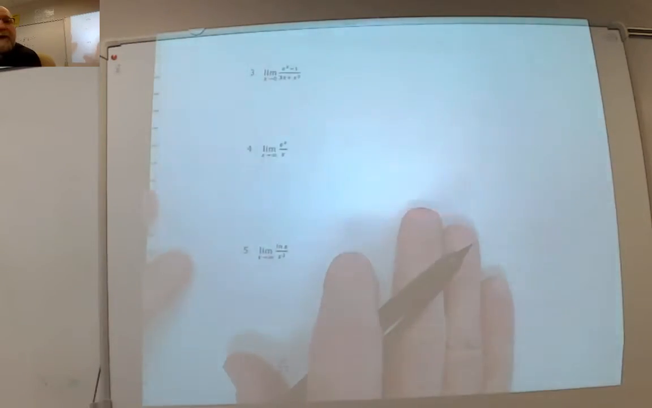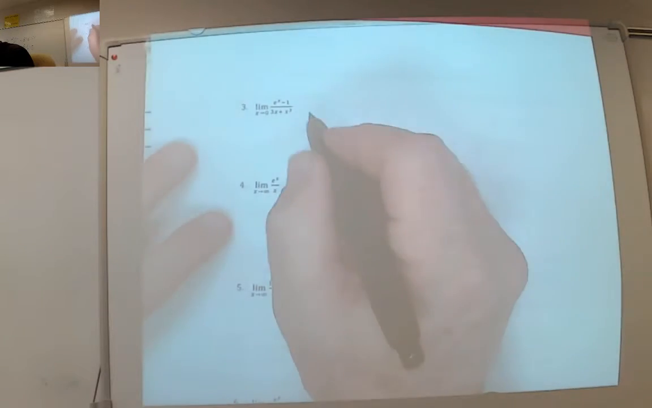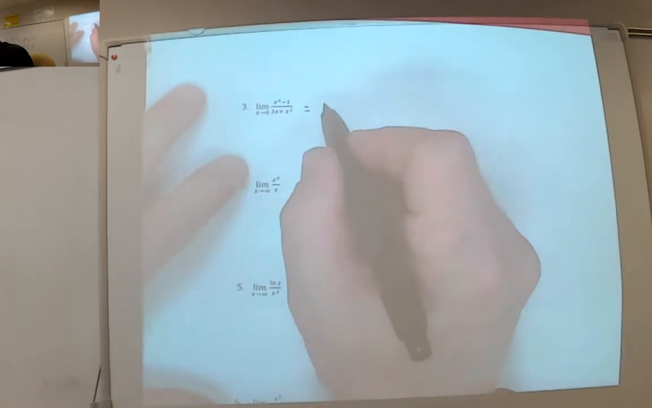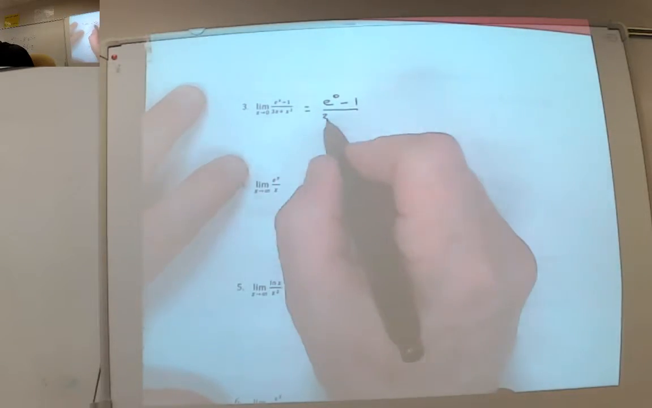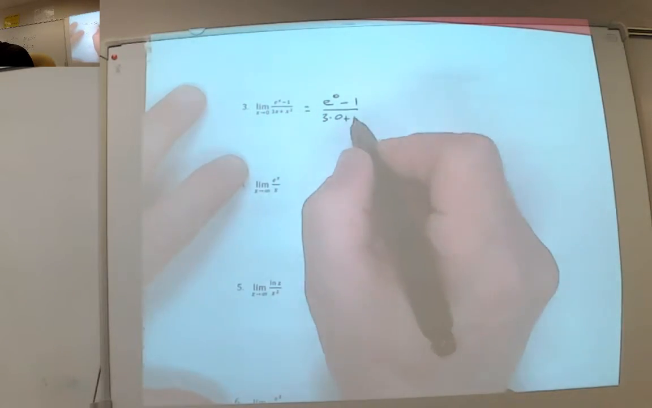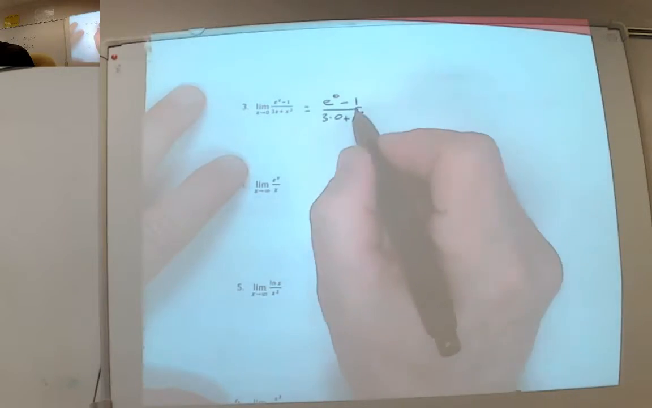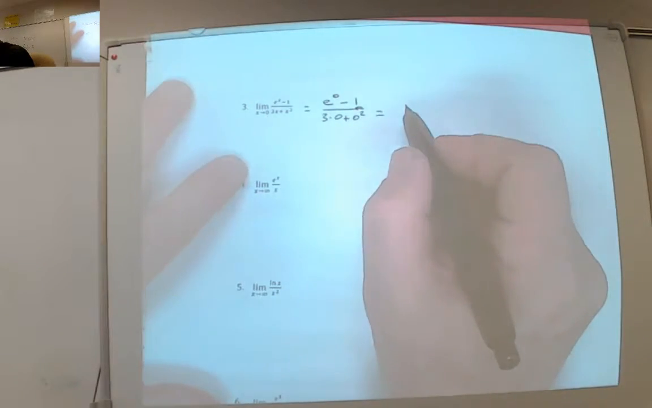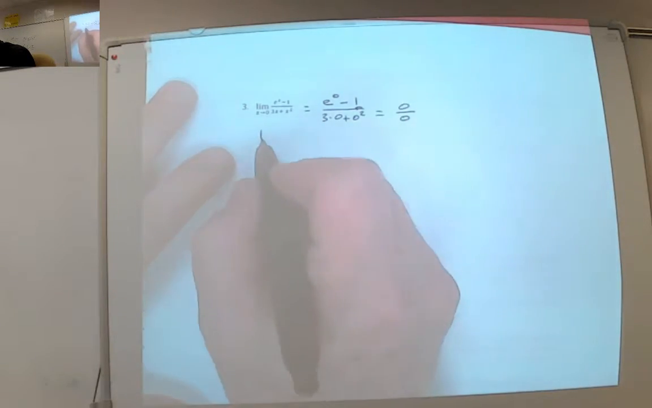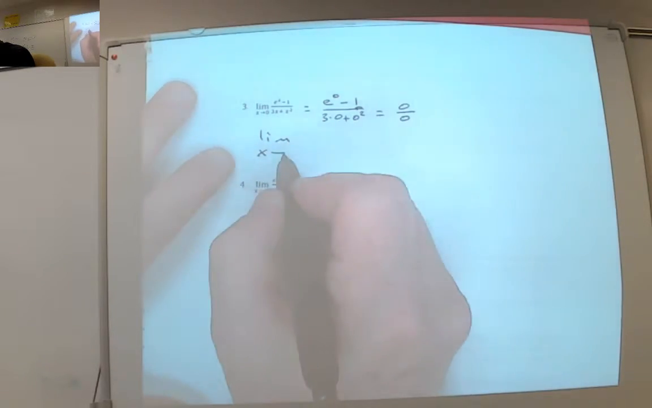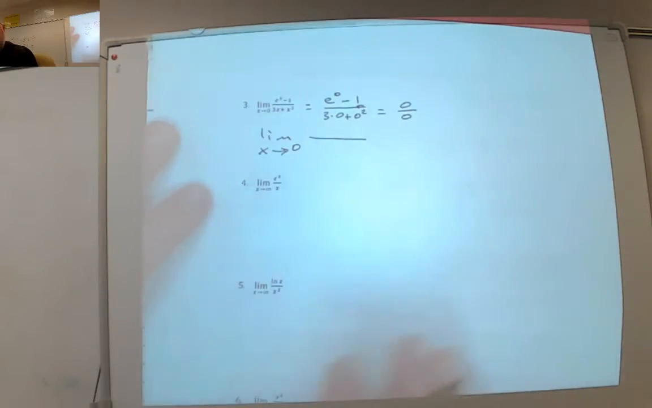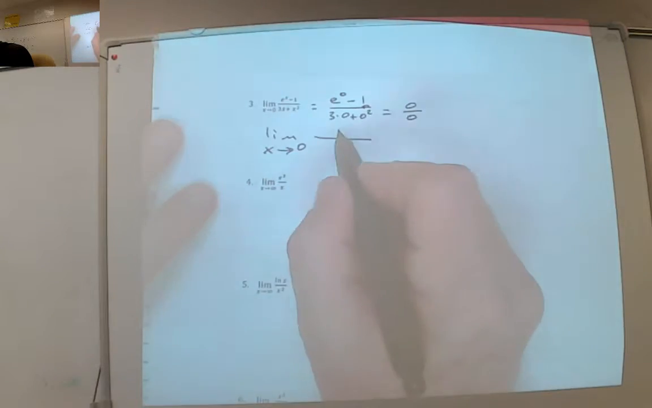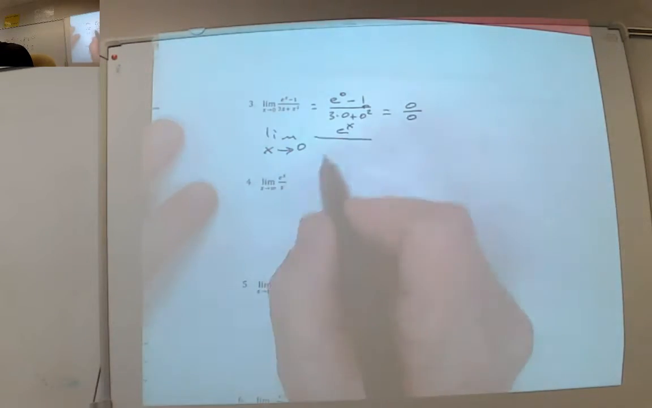All right, Nevaeh, I'm going to do the same thing on this one. I'm going to plug in 0, and I get e to the 0 minus 1 over 3 times 0 plus 0 squared. And the result is what over what, Nevaeh? 0 over 0. So I can take the derivative. And what will I get as a derivative? You have e to the x on top, and then 3 plus 2x on the bottom.